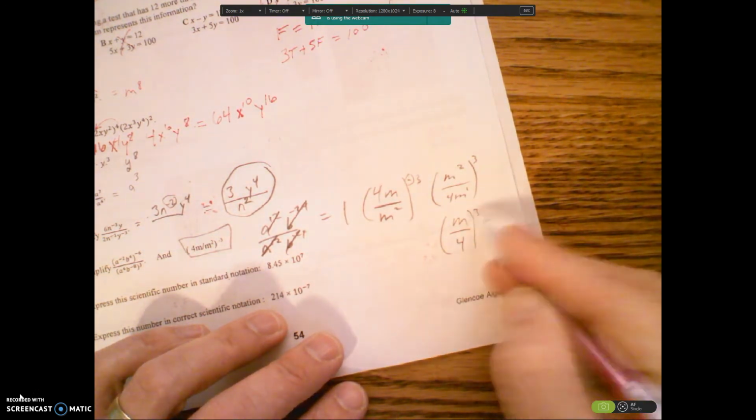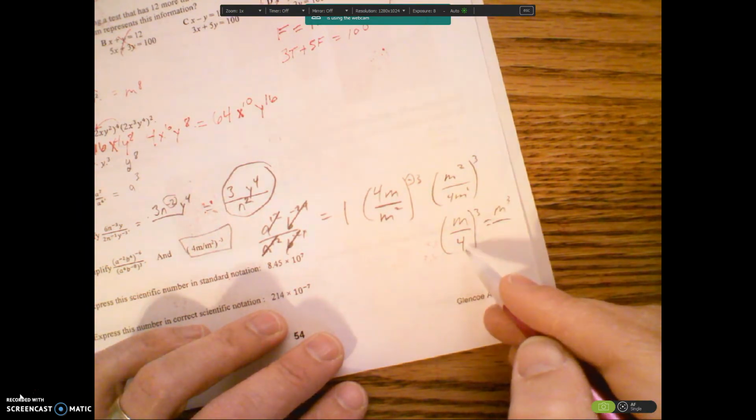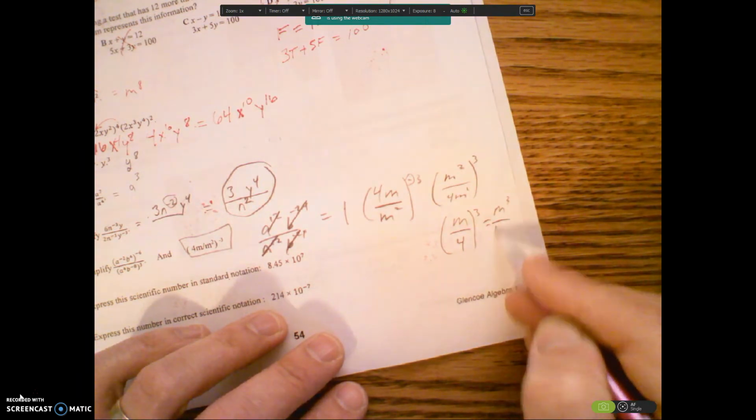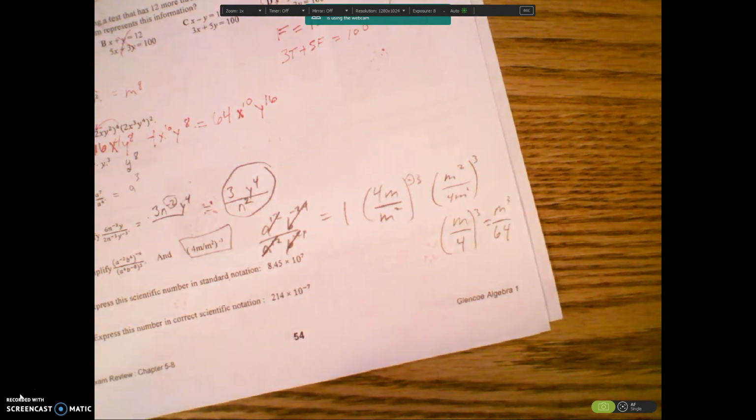And then I just hit this with m to the 3rd is m to the 3rd. And 4 times 4 is 16. 16 times 4 is 64. So there's our answer for that one.